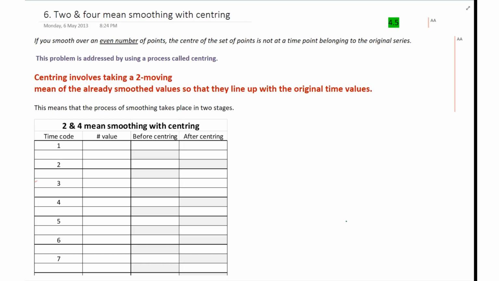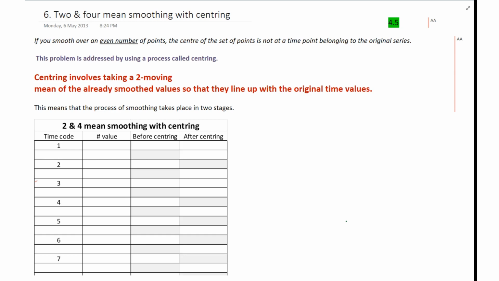Okay, so today we're going to look at 2 and 4 mean smoothing with centering. And I'll get to why we need to center in just a moment. If you smooth over an even number of points, the center of the set of points is not at the time point belonging to the original series. Again, I'll show what that means. This is a problem addressed by a process called centering. Again, I'm going to show that very shortly.